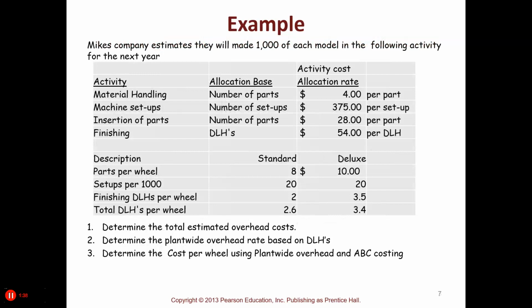Now here's our example. My company estimates that they will make 1,000 of each model in the following year. Here are our activities. We have material handling, machine setups, inspection of parts, and finishing. And then we have a standard and a deluxe part, and it tells us how much we need. Now, in this problem, remember, for setups, it's per 1,000. And that kind of changes everything when you're doing your calculations. I want to say that because when I work this problem, that's the part I miss. I've worked every one of your homework problems, so I know how they all work. So what we're going to do is determine the total estimated overhead costs, the plant-wide overhead rate, and then the cost using ABC costing.